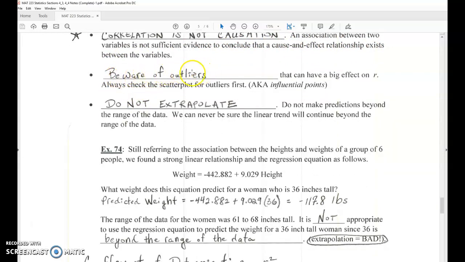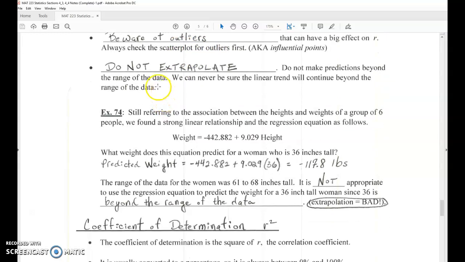Beware of outliers. Beware of outliers. Remember, these are guys that don't really follow the line that the rest of the scatter plot seems to be following. They can have a big effect on r. I showed you an example where I added an outlier to that data set on mileage versus fuel consumption, and all of a sudden there was almost no correlation. r went from 0.93 or whatever it was to 0.05. So you have to be really careful of outliers. Always check the scatter plot for outliers.